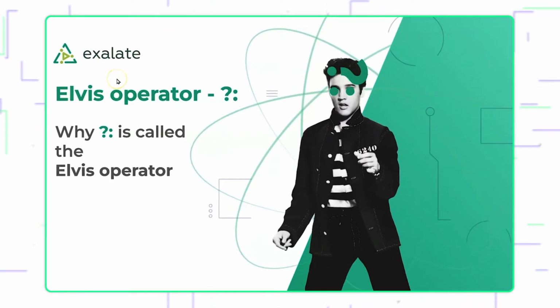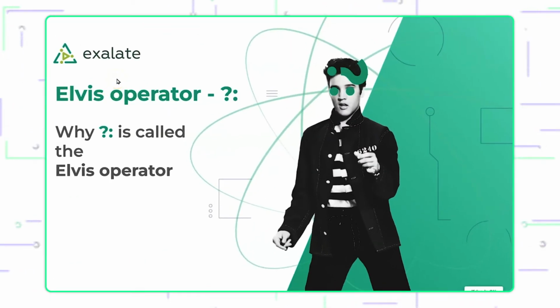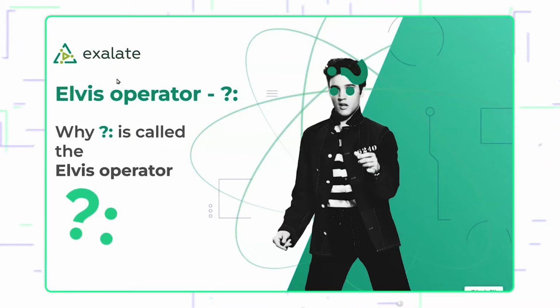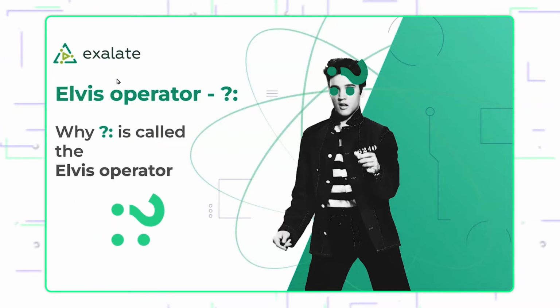It's time to learn about the Elvis operator. The Elvis operator is a question mark followed by a colon. There's actually a funny story about why it's called the Elvis operator. Well, that's to do with the king himself and his hairstyle, which kind of resembles an inverted Elvis operator, as you can see in the picture.